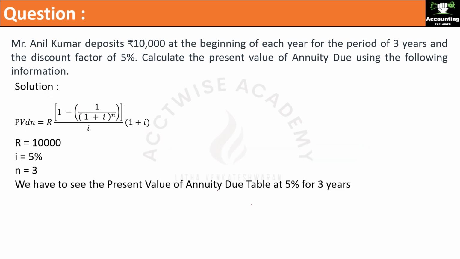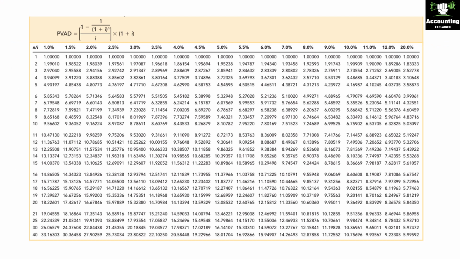We are going to take the same question and see how to calculate the present value of annuity due using the present value of annuity due table. Okay, we know R is equal to 10,000, I is equal to 5% and N is equal to 3. So we are going to look at the present value of annuity due table at 5% for 3 years.